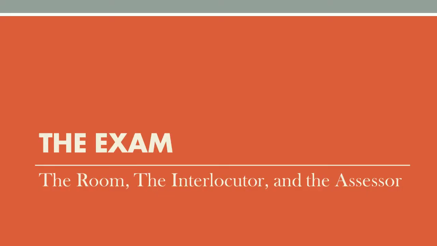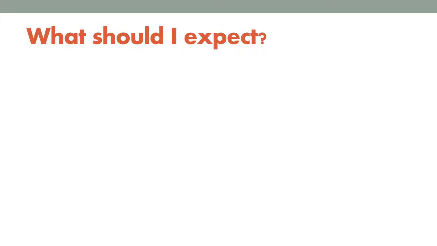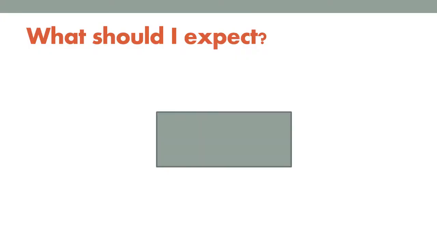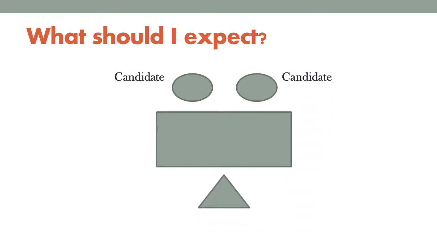So let's have a look at the exam room to start. When you go into the room, you'll see a table. You'll sit here and your partner will sit here, and then in front of you you'll find the person we call the interlocutor, and across from the interlocutor you will find the assessor.